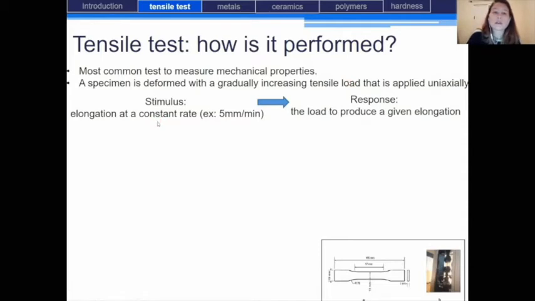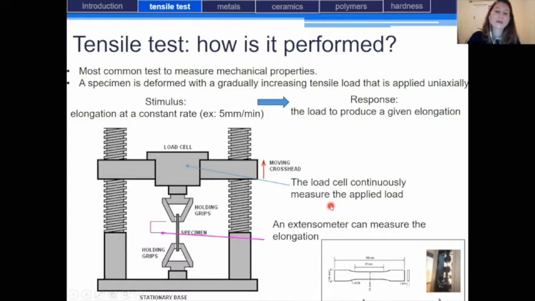So in that mechanical test, the stimulus will be elongation or strain at a constant rate. So, for example, 5 millimeters per minute. And the response that will be recorded will be the load to produce this specific elongation. So here is a schematic representation of the apparatus that is used to perform this tensile test.